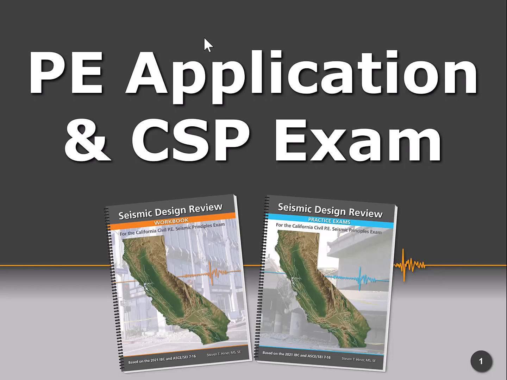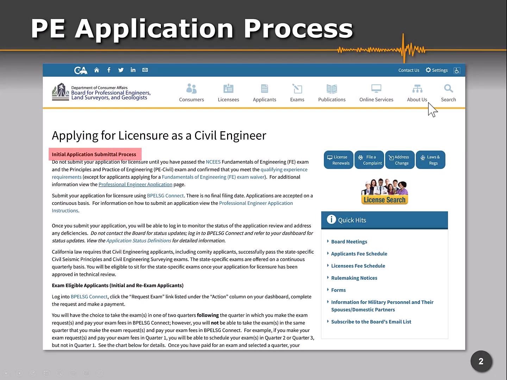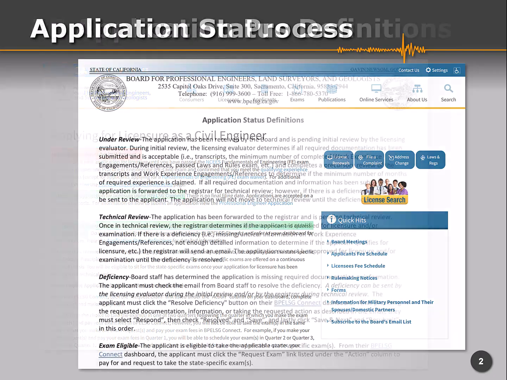In this video, I will discuss the civil PE application process for California, as well as the Civil Seismic Principles exam. When you apply for licensure as a civil engineer in California, you will submit your application in the board's Connect portal. Once you submit your application, you're able to monitor the status of your application review and address any deficiencies.